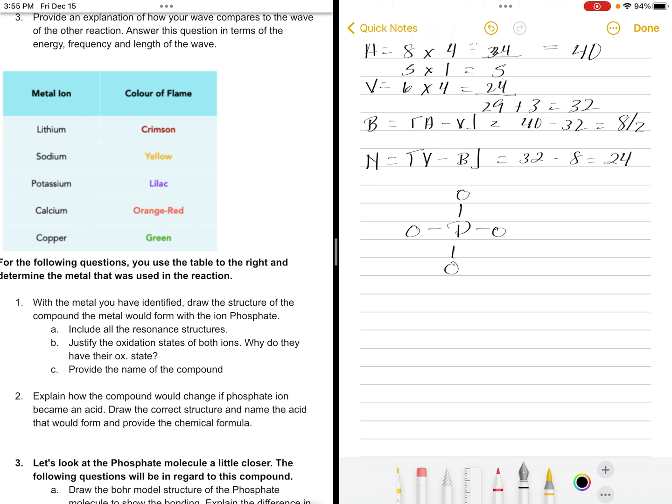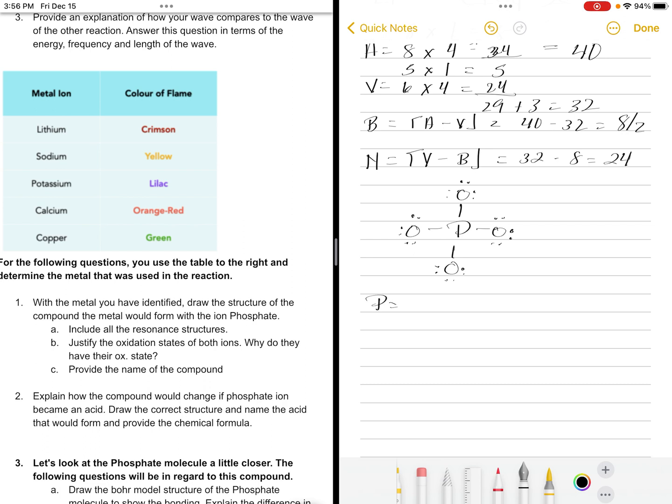All right. Once I have my 4 bonds, I go through and I add all of my non-bonding electrons, which should equal a total of 24. And if you do 6 times 4, you end up with 24. So here's my preliminary structure. There it is. Okay. Now, what I got to do now is I got to calculate the formal charge for each one. So let's do phosphorus first, right?